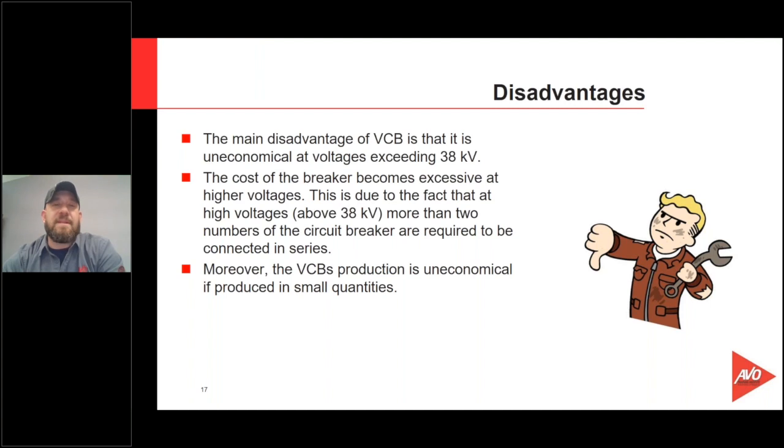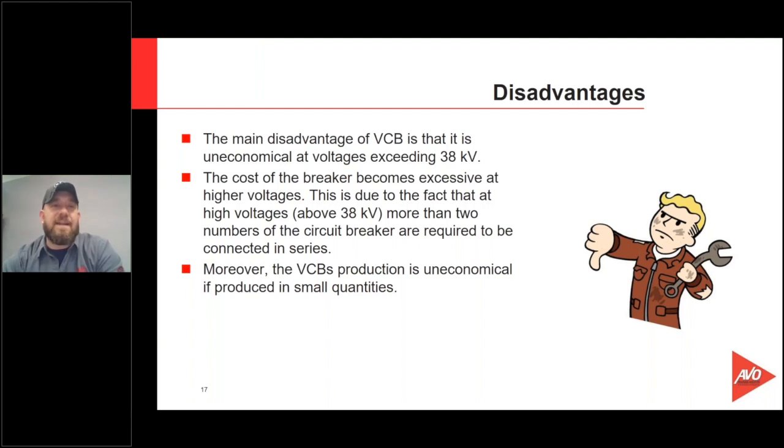MCC circuit breakers, the medium voltage, 38 kV is around where we want to be. Like I said, there are some that are branching out a little higher. The cost of the breaker becomes excessive at higher voltages. Typically, SF6 is what's going to be used for anything above 38 kV. It's more economical, and it's able to withstand those higher voltages.